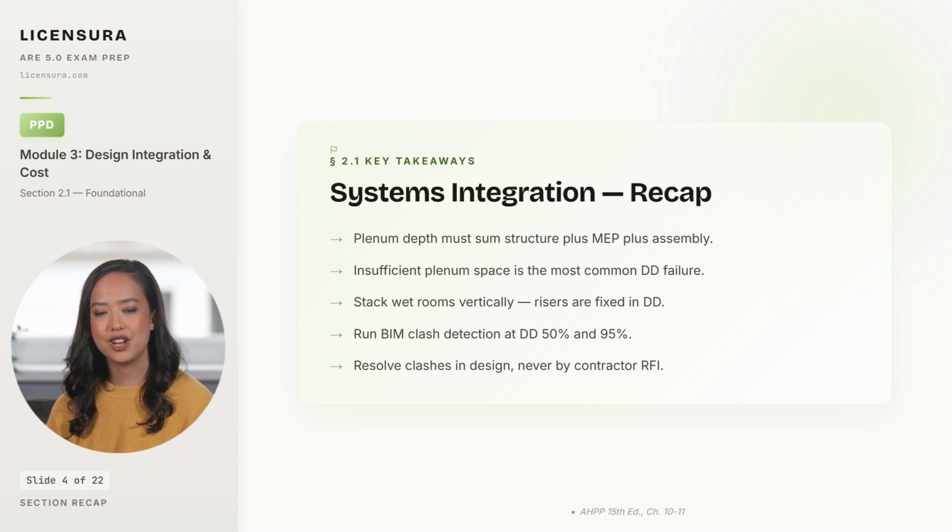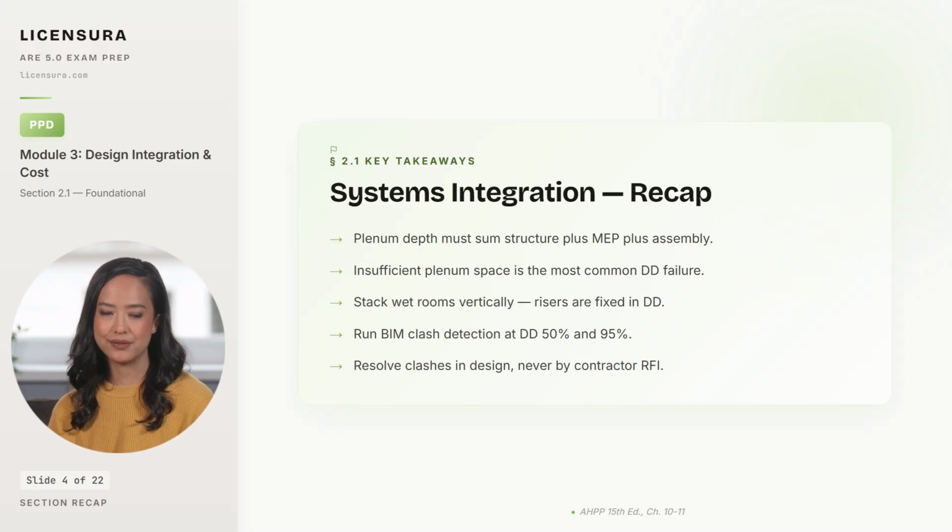Insufficient plenum space is the most common DD coordination failure, on the exam and in real practice, because it requires either adding floor-to-floor height after the fact or shrinking ducts and beams against load requirements. Stack wet rooms vertically and fix plumbing riser locations in DD, because moving a riser in CDs rewrites every floor it passes.